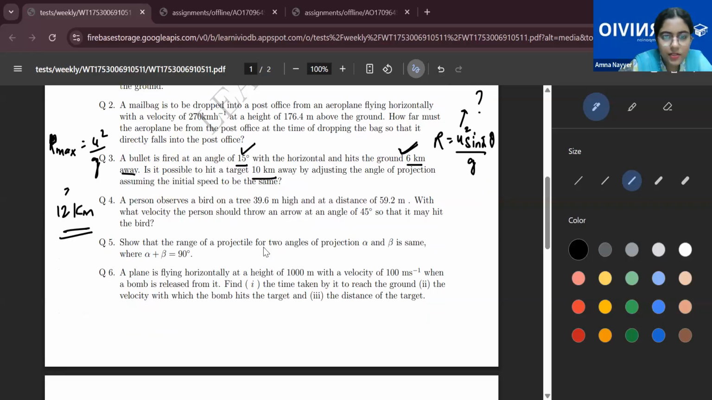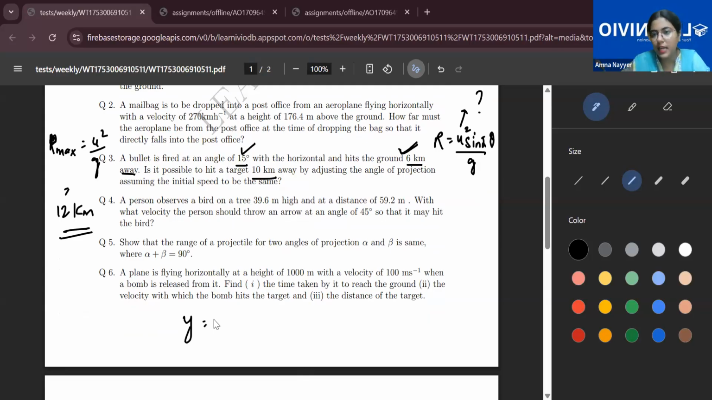Then the fourth question, someone said no. A person observes a bird on a tree 39.6 meters high and at a distance of 59.2 meters. With what velocity should the person throw an arrow at an angle of 45 degrees so that it may hit the bird? We did a similar question in the assignments. Maha, if you remember the horizontal motion, you can use the trajectory equation.